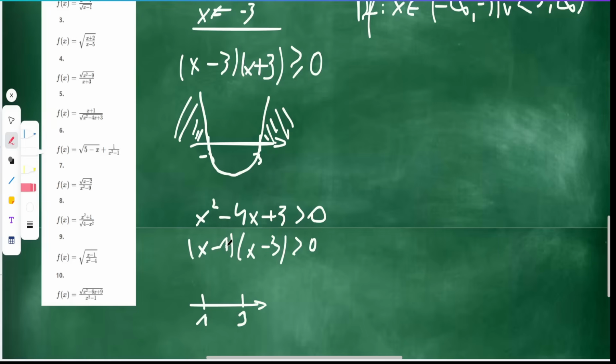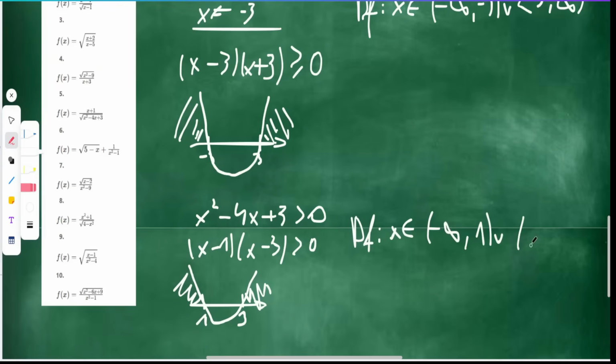Here was x minus 1, the 0 place is 1. Here was x minus 3, the 0 place is 3. In front of the bracket, there is a 1. The function is smiling, that is, arms up. The interval that interests us is this interval, and this one. So the domain of this function is x, which belongs from minus infinity to 1, or from 3 to infinity.